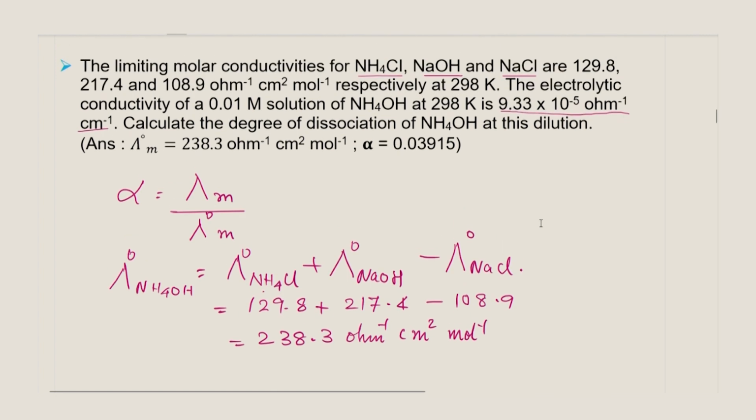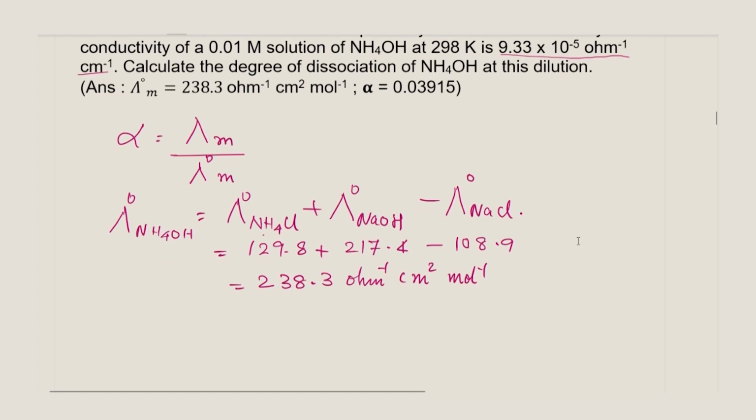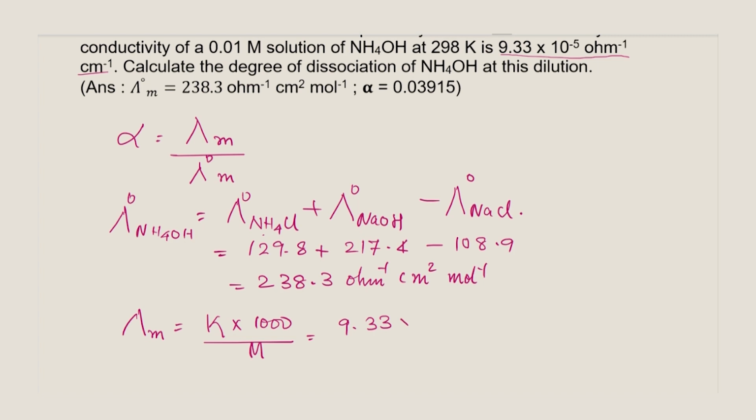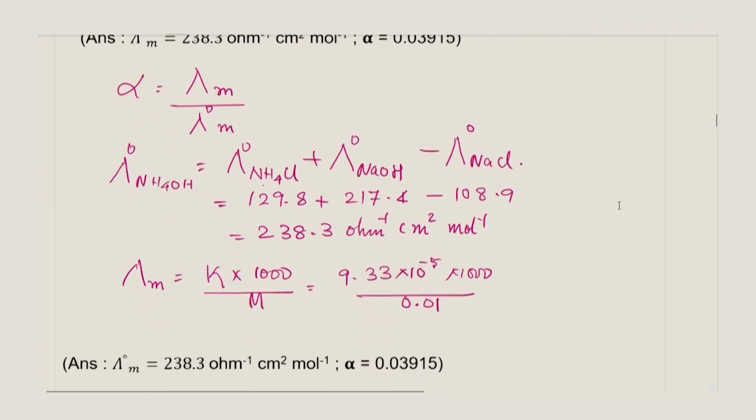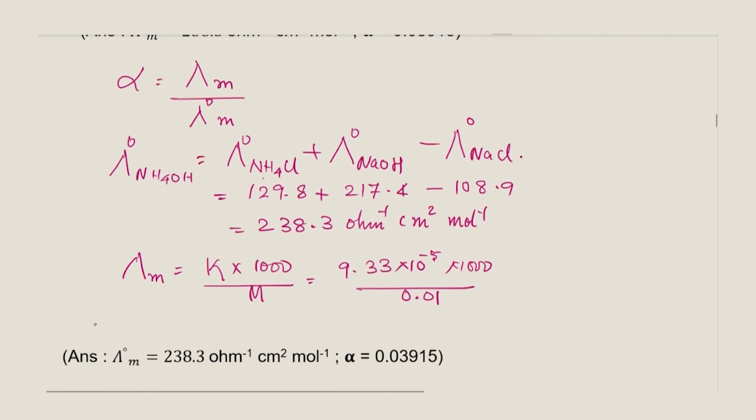Next, they have given the conductivity of 0.01, that is, conductivity means the specific conductance. So, from that you have to calculate lambda m is equal to kappa into 1000 by M. Kappa is 9.33 into 10 to the power minus 5, into 1000, whole divided by molarity 0.01. You calculate this value, and with this we are going to find out the value of alpha.